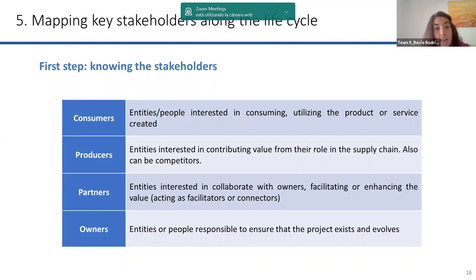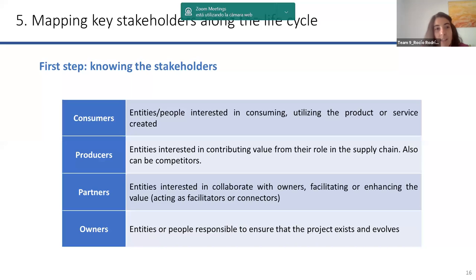For instance, the stakeholders could be the consumers, producers, partners, and owners. These groups could be people or also entities. I think it is obvious that consumers are very important in this identification, but also producers, because they could help to give value to your product during the supply chain process, but also because they could be competitors. So it is necessary to identify them. Partners could be the groups of people or entities that can help you because they can act as facilitators and collaborate with you because you will be the owners of your products.